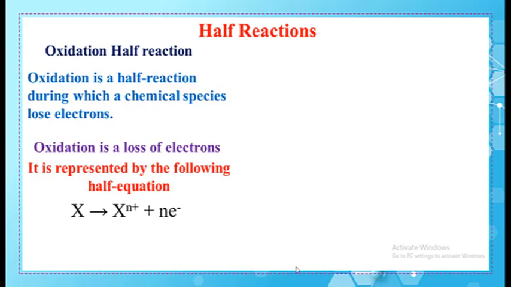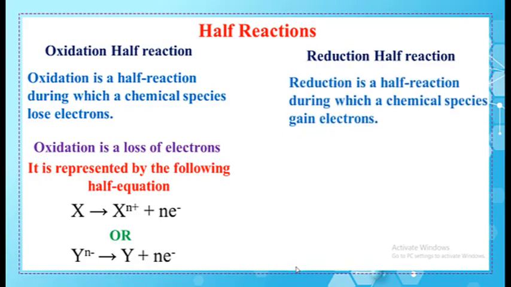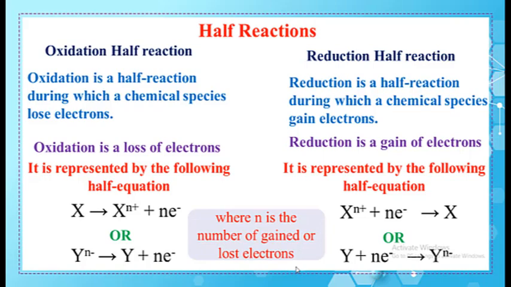X gives Xⁿ⁺ plus an electron, or Yⁿ⁻ gives Y plus an electron. The second type is reduction half reaction. Reduction is a half reaction during which a chemical species gains electrons. Reduction is a gain of electrons. It's represented by the following half equation. Xⁿ⁺ plus an electron gives X, or Y plus an electron gives Yⁿ⁻, where n here is the number of gained or lost electrons.